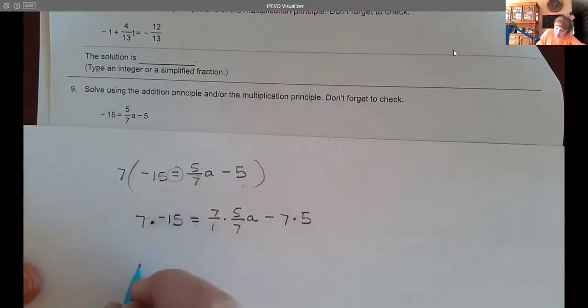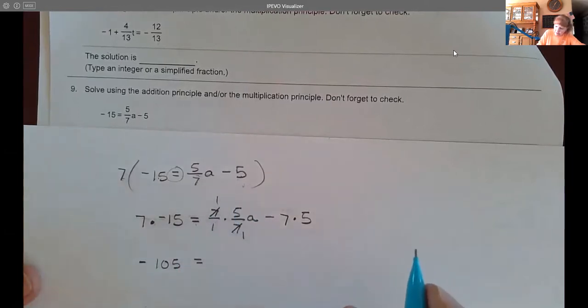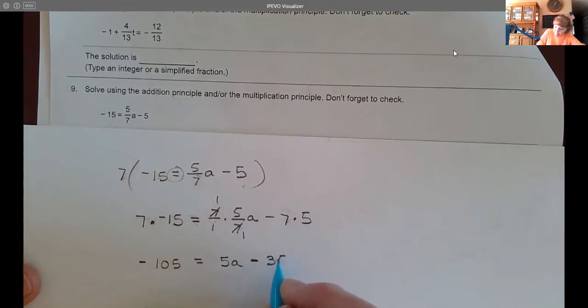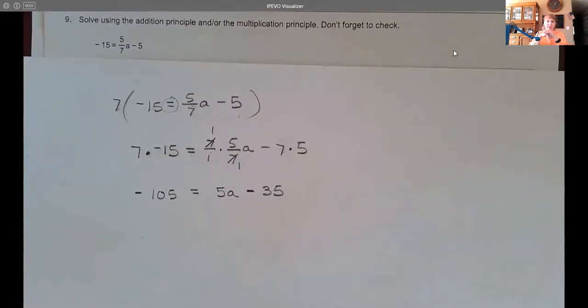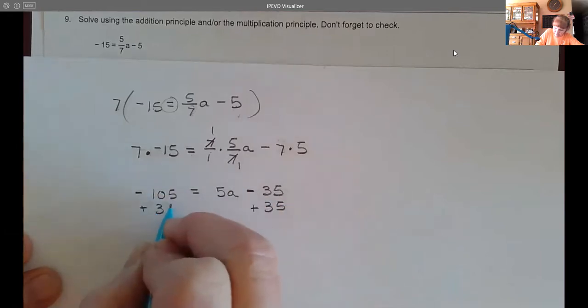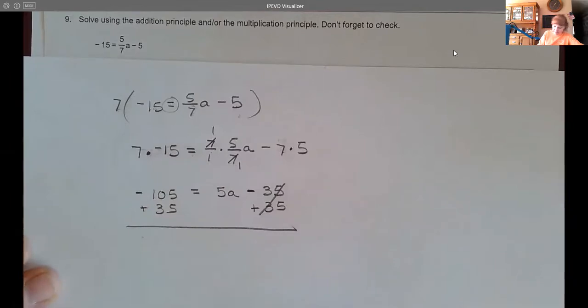So now we have our -105 equals, the 7's cancel, and we end up with 5a minus 35. Okay. So again, we just eliminated the 7, and now we have a two-step equation. We're going to add 35 to both sides. This is a great practice in solving two-step equations.